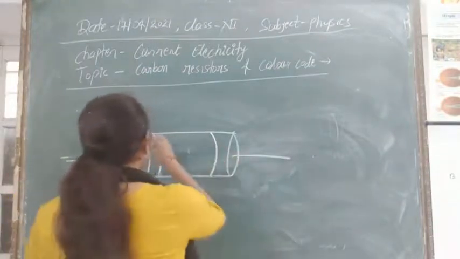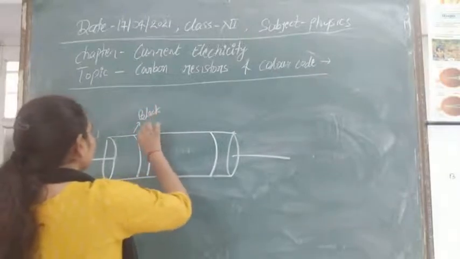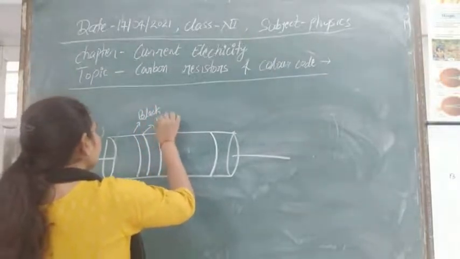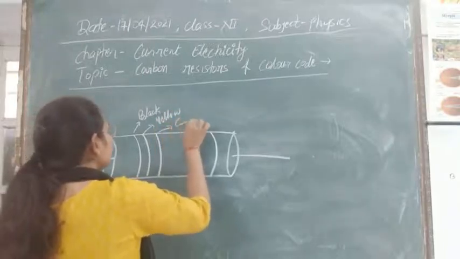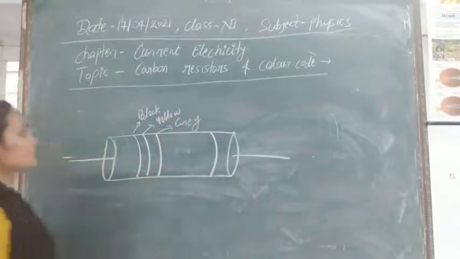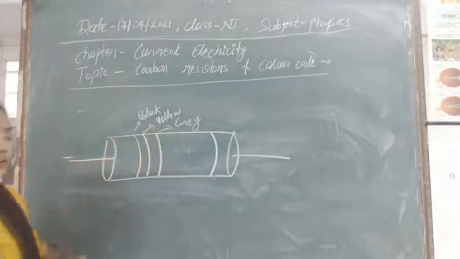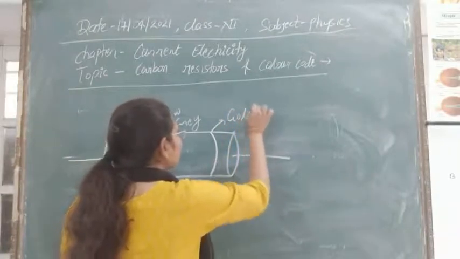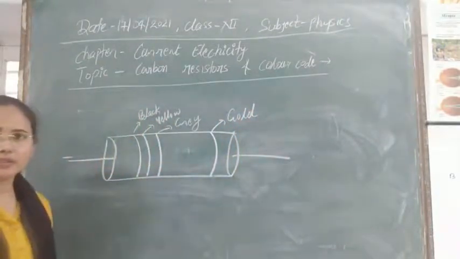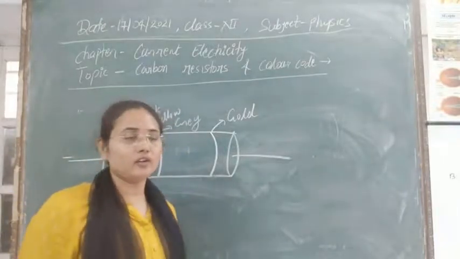Suppose the color for this is black. For this one it is yellow. For this one it is grey. So we have 3 colors mentioned on the carbon resistor: black, yellow and grey. And this one mentioned is gold. Then how can we write the value of resistor for such kind of resistors?